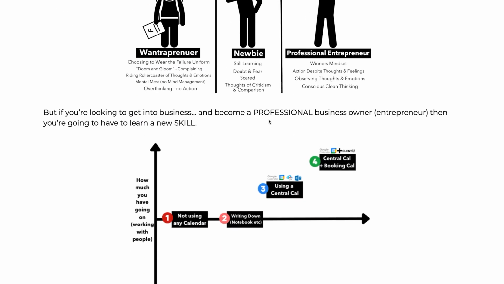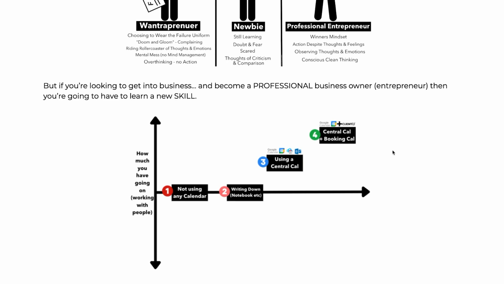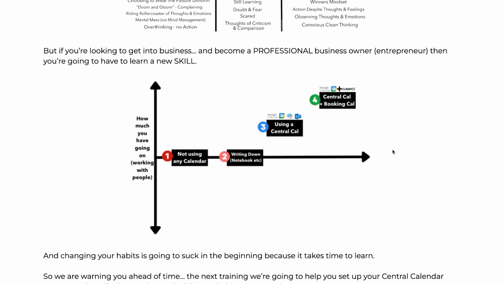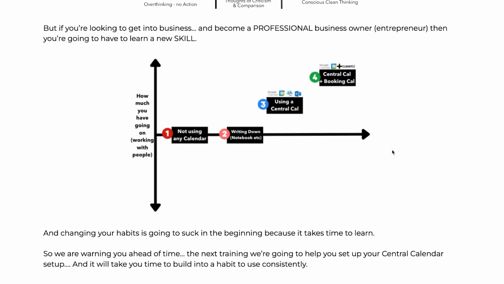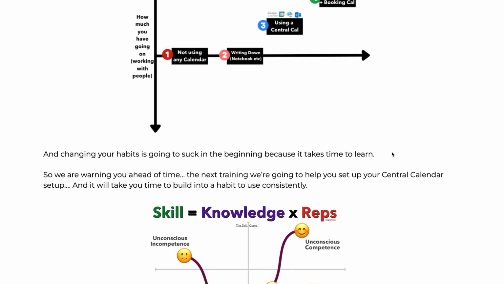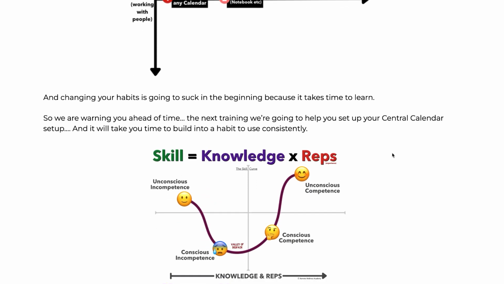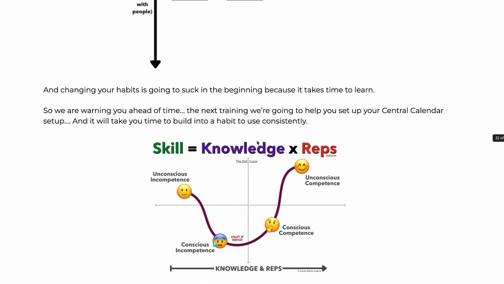So if you're looking to get into business, and to learn the new skill of using a central calendar and the new skill of using a booking calendar, it's going to take time, because you've got to learn a new habit and a new system. That's fine. That's a normal part of life, right? So we're just warning you ahead of time as we go into the next couple training sections and walk you through how to set up your central calendar. I'm warning you right now, it's a habit and a skill that you're going to learn.